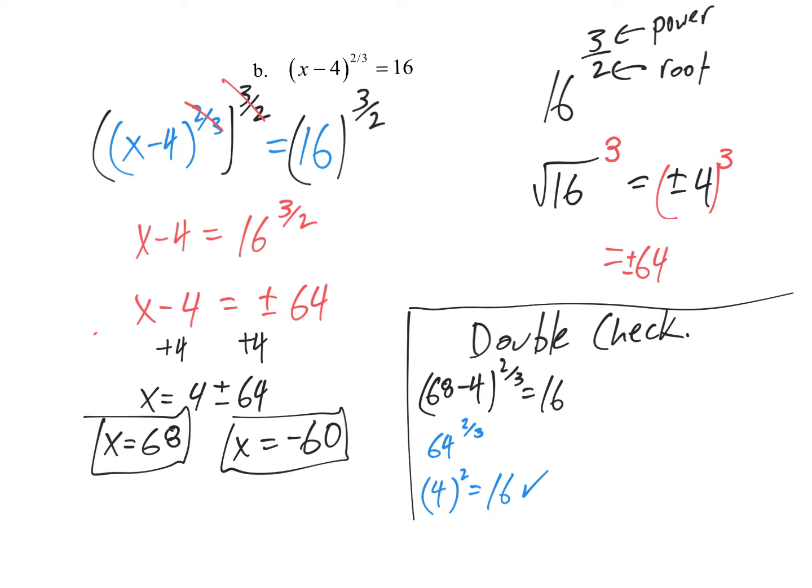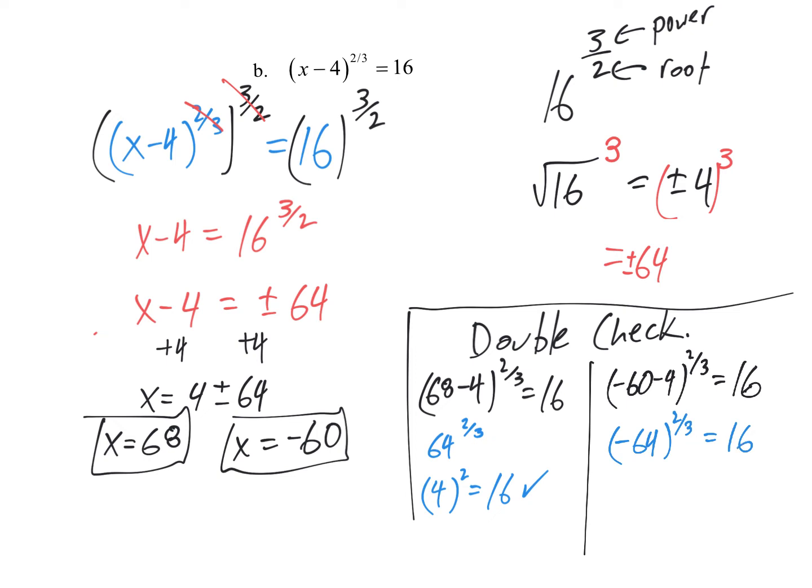Now let's try it with the negative version of this. So the other side will do the same thing, but with the negative number, which is negative 60. So here we go. Negative 60 minus 4 to the 2/3 power equals 16. Now, when doing this, guys, just always start with the root. We're going to make our numbers smaller by doing that, and that's going to make our lives a lot easier in the long run. So 2/3 equals 16.